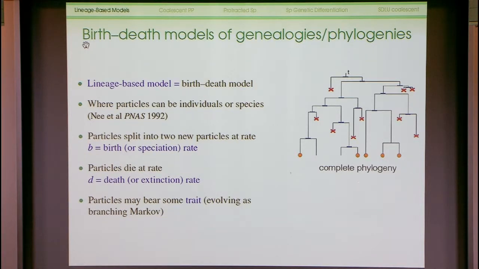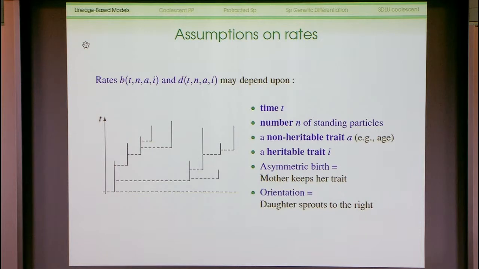So here you see that time flows downwards, but that's maybe one of the last times where I do that. So the particles here, the smallest entities, can be individuals or species, but let's think in terms of species. So particles split into two new particles at rate B and die at rate D, and the particles may bear some traits which, not entering the details, evolve as branching Markov processes. So here it's just to make some assumptions about the fact that the rates may depend upon all these variables. So now time flows upwards.